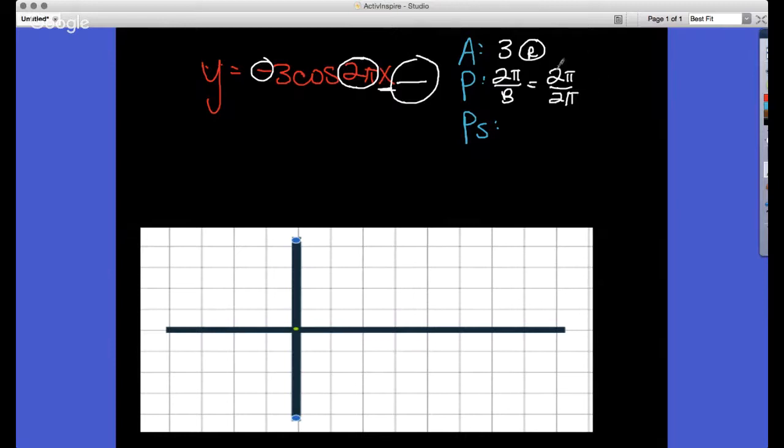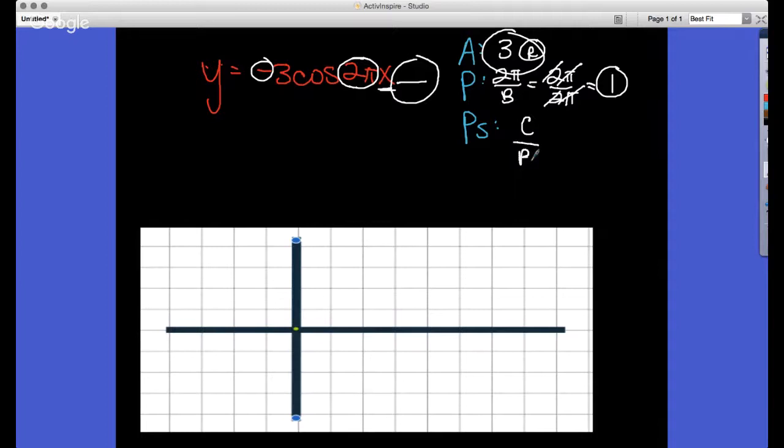Now, I had a lot of people, even my pre-cal students, who struggled with what to do here. Well, just like before, if there's a 2 on top and bottom, I cancel. If there's a pi on top and bottom, I cancel that too. So 2 pi divided by 2 pi gets me 1. So I've got my amplitude, my period. Now I need my phase shift.